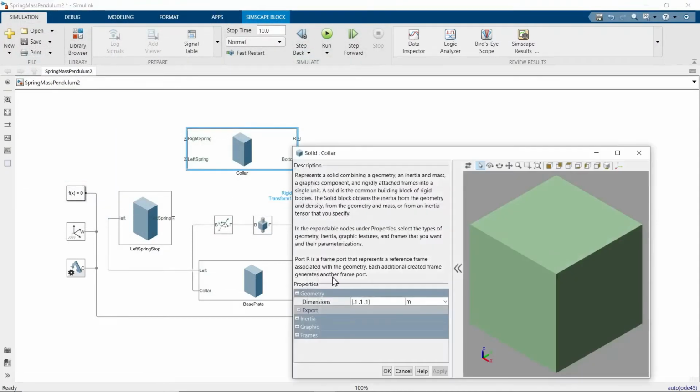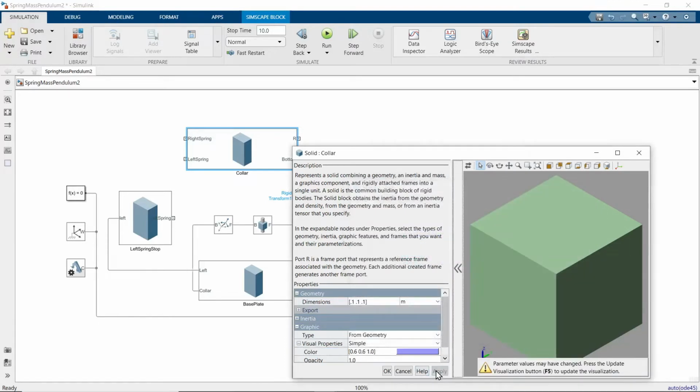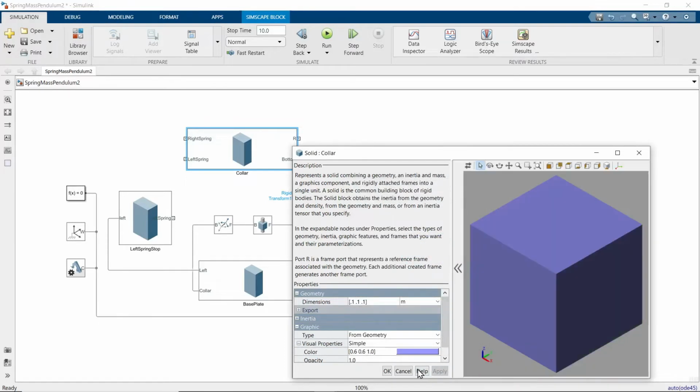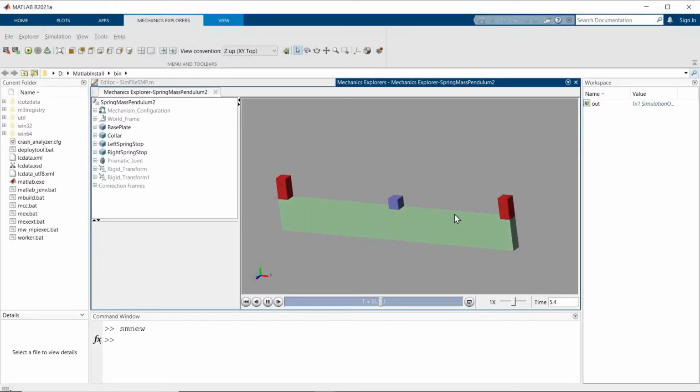And let's make the color something far away, like blue. That's a nice blue. Okay, so let's take a look at it with the new colors. Okay, so the stops are red and the color is purple.